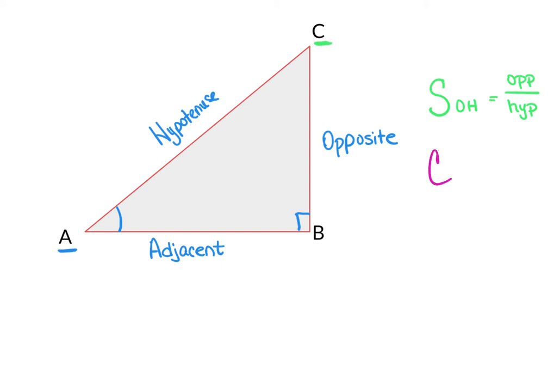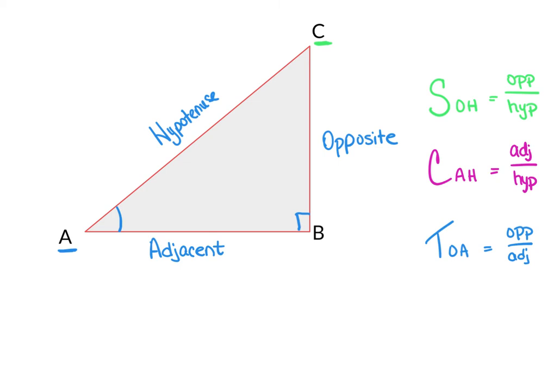So SOH CAH TOA is how it's referenced. Cosine is going to be the adjacent side over the hypotenuse. And then the last one, TOA, that is tangent. That is the opposite side over the adjacent. So that is a quick way to remember the ratios they're going to ask for.